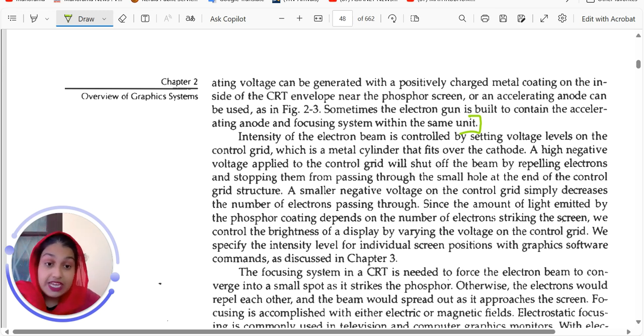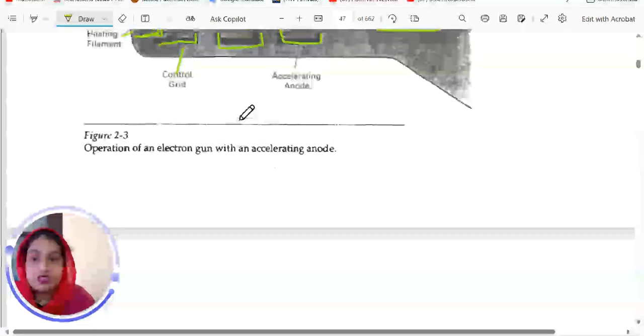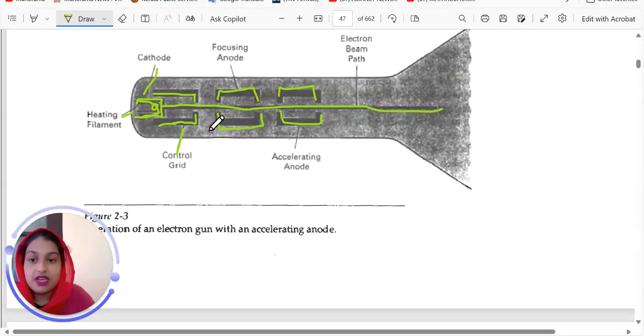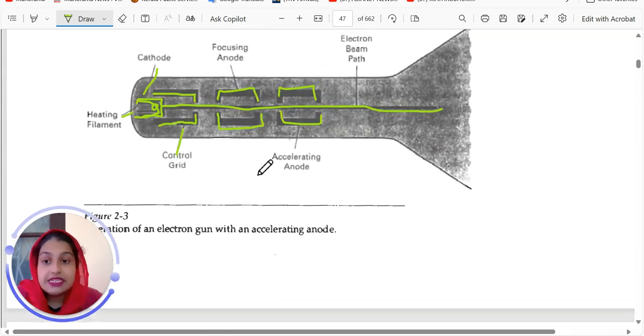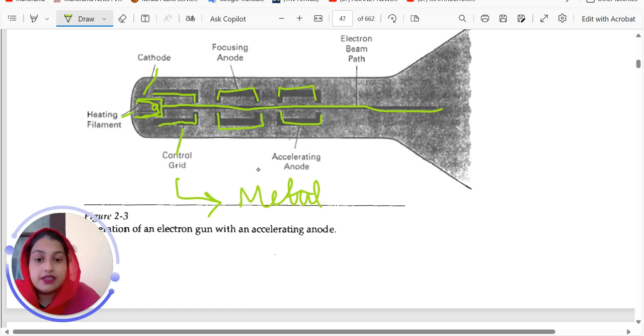Now, intensity of the electron beam is controlled by setting voltage levels. Now, we have this control grid. Okay, the control grid, why is it used? You can see over here the control grid over this part. Now, this is used to control voltage levels. Intensity of the electron beam is controlled by setting voltage levels on the control grid. Now, this control grid is a metal cylinder.